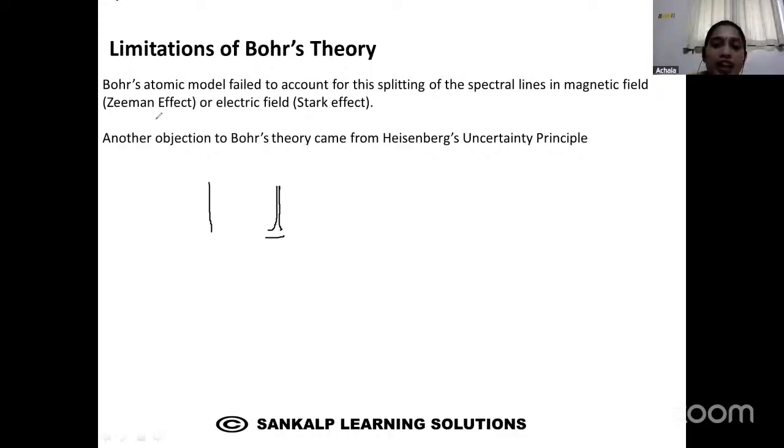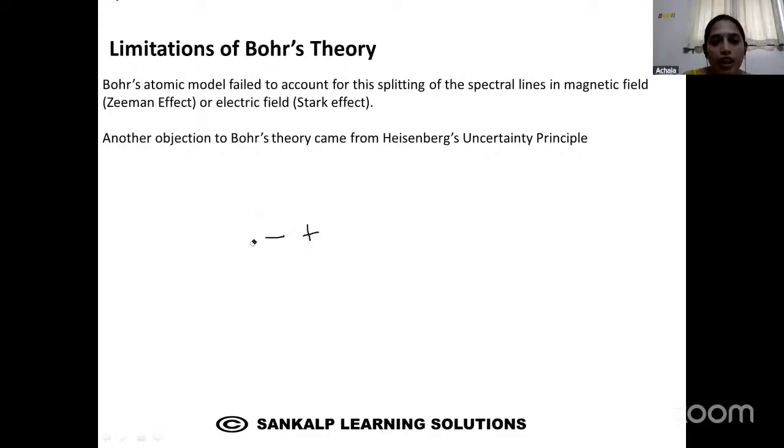What is Zeeman and Stark effect? It is splitting of the spectral line in magnetic field. When I apply north and south poles, if the line is splitting, then we call it as Zeeman effect. If the spectral lines split in electric field, with plus and minus, then we call it as Stark effect.